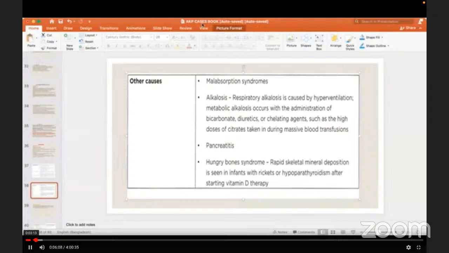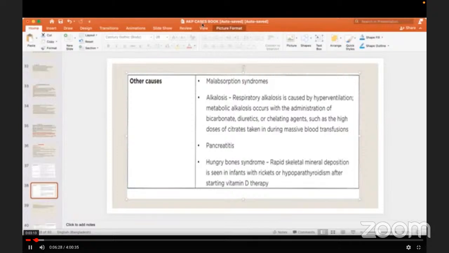Pancreatitis can cause hypocalcemia. Why? Because in pancreatitis there is some intestinal loss of calcium, because calcium binds with some substances, and in pancreatitis this calcium cannot be absorbed from the gut.